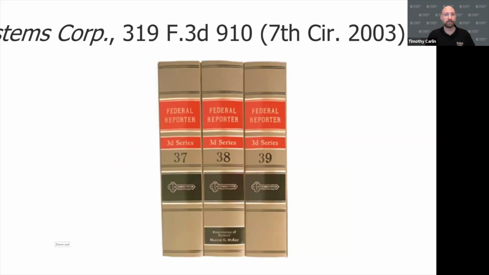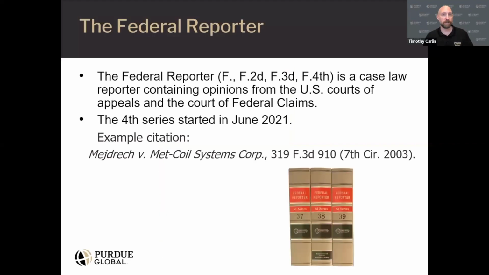You can see here, this is citing to the Federal Reporter Third Series for the 7th Circuit Court of Appeals. And the 4th Series started in June of 2021. So if we wanted to modify that and it was published in 2022, then it would be 319 F.4th, whatever page it would be on. And you have to identify what the deciding court is within the parentheses.